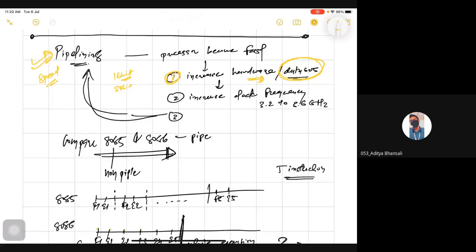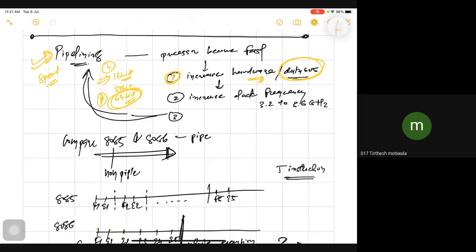And we know that all our current processors are 64-bit. What does that mean? We have a 64-bit data bus available. At a time, I can fetch 64 bits of data from memory. So the same task which 8086 does in 4 clock cycles, currently we are doing in 1 clock cycle. So speed is increased, right?